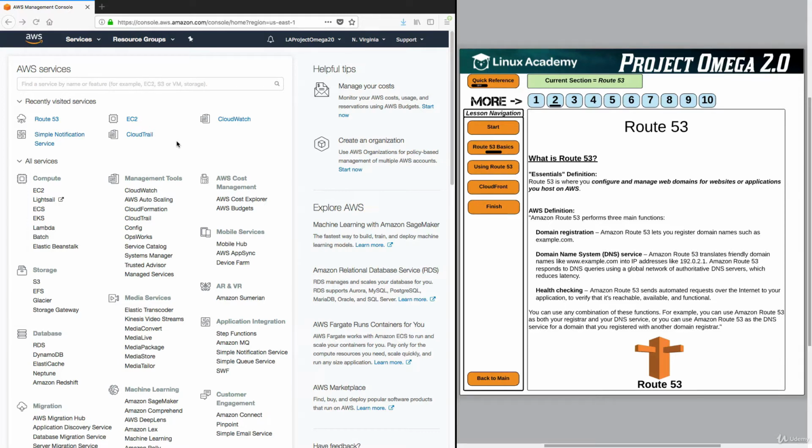Then you have the domain name system service or DNS. Amazon Route 53 translates friendly domain names like www.example.com into IP addresses like 192.0.2.1. So whenever you go to access a website like example.com, that domain name is resolved to an IP address like 192.0.2.1. Amazon Route 53 responds to DNS queries using a global network of authoritative DNS servers, which reduces latency.